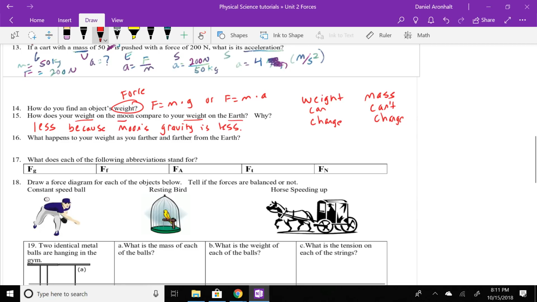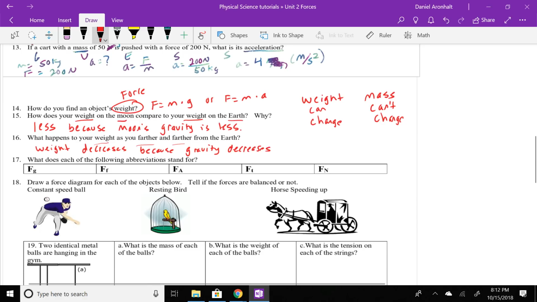So now let's go to what happens to your weight as you travel farther and farther from Earth. There's a typo there. Well, let's look at this one. If your weight is less because gravity is less, what happens as you get farther from Earth? The gravity weakens. So as gravity lessens anywhere, your weight lessens. So what happens? Weight decreases because gravity decreases. That was from quiz 1.